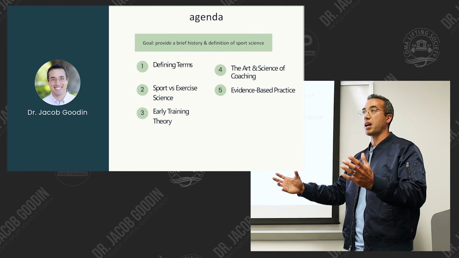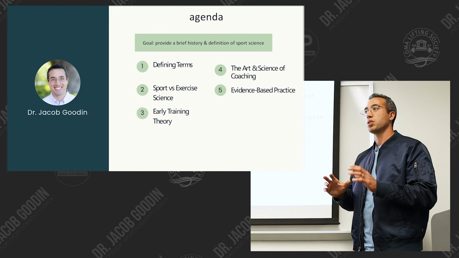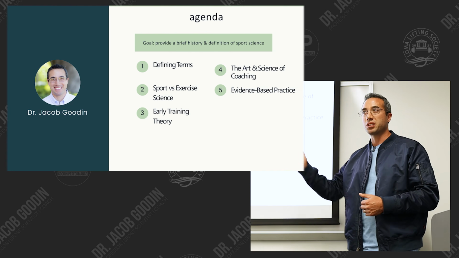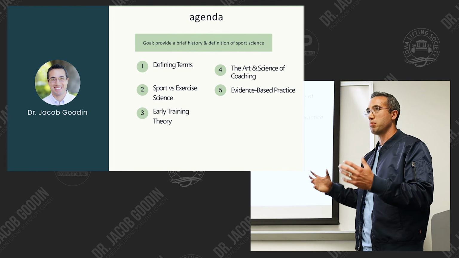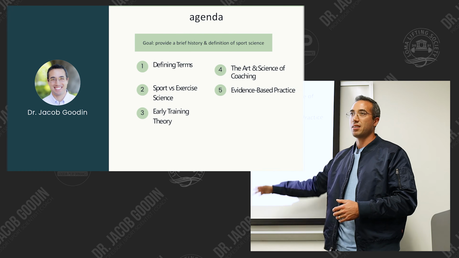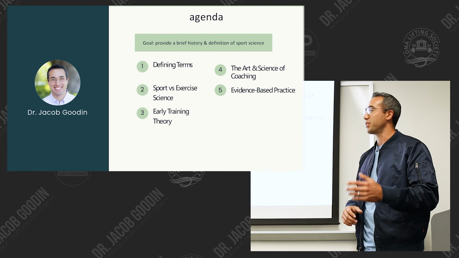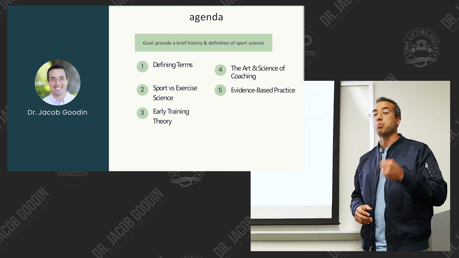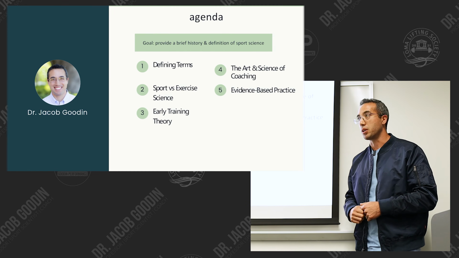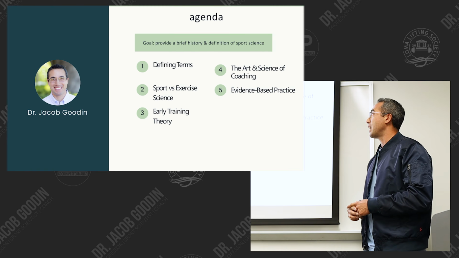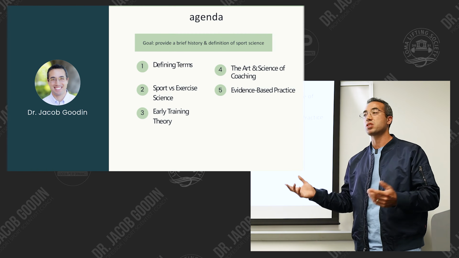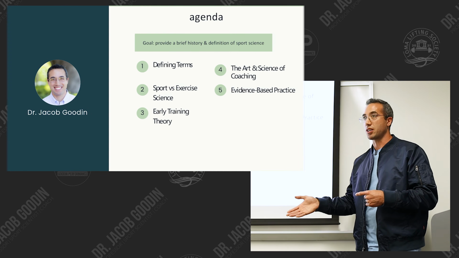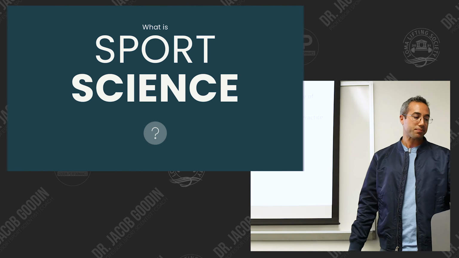Then we'll talk about some early training theory and move our way into current and modern training. We're not going to do a huge deep dive into periodization, but just to give you a little bit of a foundation to the fact that really nothing is new under the sun, right? We think, oh, periodization and microcycles, and they had that thousands of years ago, and we're going to look at some of that. We're going to talk about the art versus the science of coaching and a black box versus a white box approach to training, and then get into evidence-based practice and what does that look like and how can we use sports science to drive evidence-based practice in our training, okay?